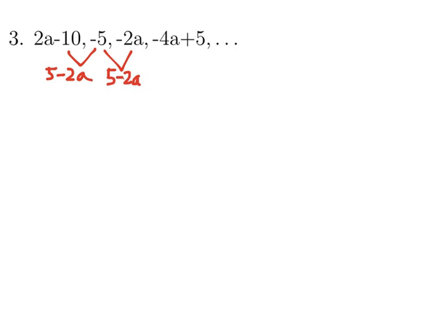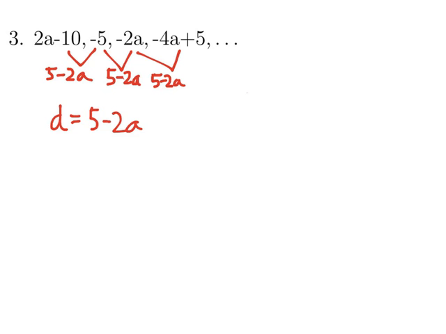And now again, just to make sure, we take the next difference. We have minus 4a plus 5, and we have to subtract a negative 2a. This gives us, not surprisingly, 5 minus 2a. So this is in fact an arithmetic sequence with a common difference of 5 minus 2a. We can now find the following terms by just adding 5 minus 2a.